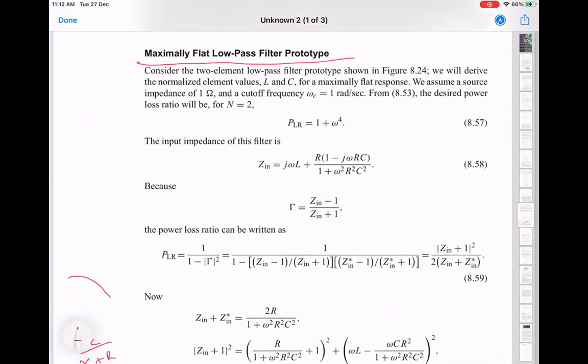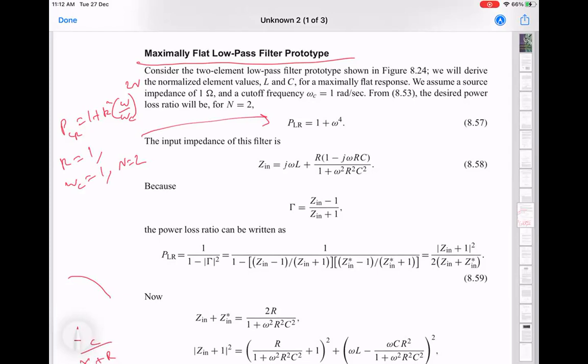So we have used K square equal to 1. So remember that power loss ratio was 1 plus K square (omega over omega C) to the power 2n. So we've used K equal to 1, which just gives you a 3 dB rejection at the cutoff frequency. And omega C has also been set to 1 and n is set to 2. So that's what we get. So K equals 1, omega C equals 1, and n equals 2 gives you 1 plus omega square. So that's the function we are trying to construct.